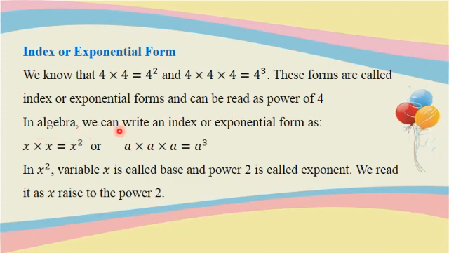In algebra, we can write an index or exponential form as x multiplied with x is equal to x square, or a multiplied with a multiplied with a is equal to a cube. In x square, variable x is called the base and the power 2 is called the exponent. We read it as x raised to power 2.